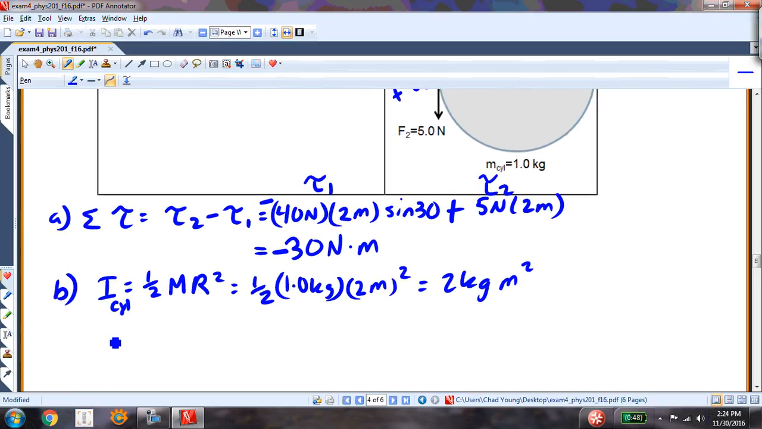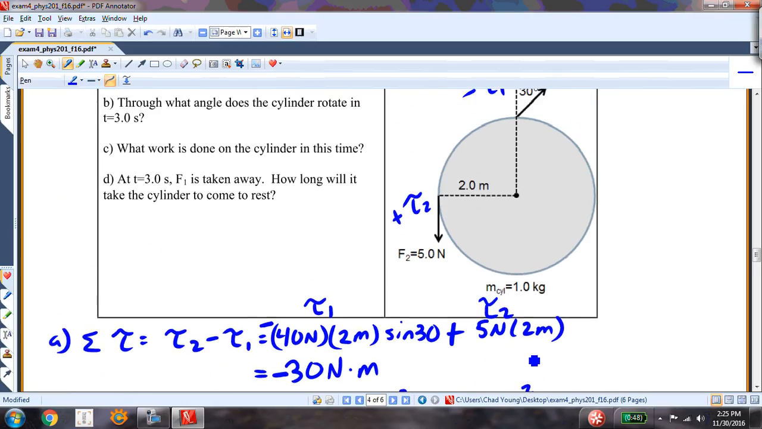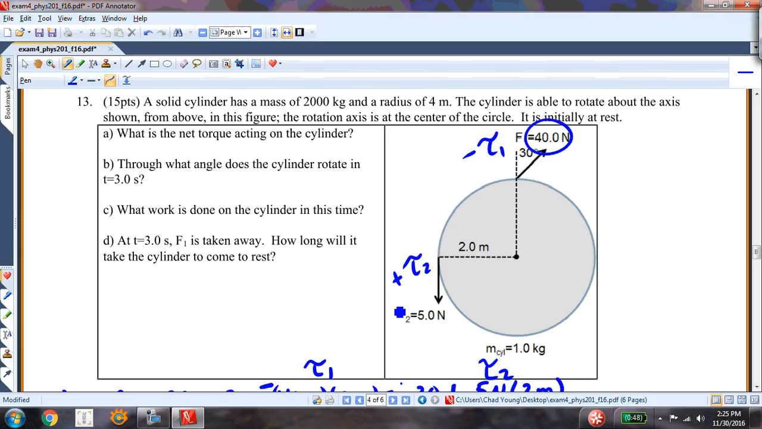Next, I find alpha. I know that torque is equal to I alpha. That's Newton's second law. So alpha is equal to the torque over the moment of inertia. I know the torque is negative 30 Newton meters. I is 2, so I have negative 15 radians per second squared. It's negative, so that means it's in the clockwise direction. If I look back up at this, notice, this is the bigger force. It's a lot bigger than this force. Even with the angle, the component of this force in this direction is 20 newtons.